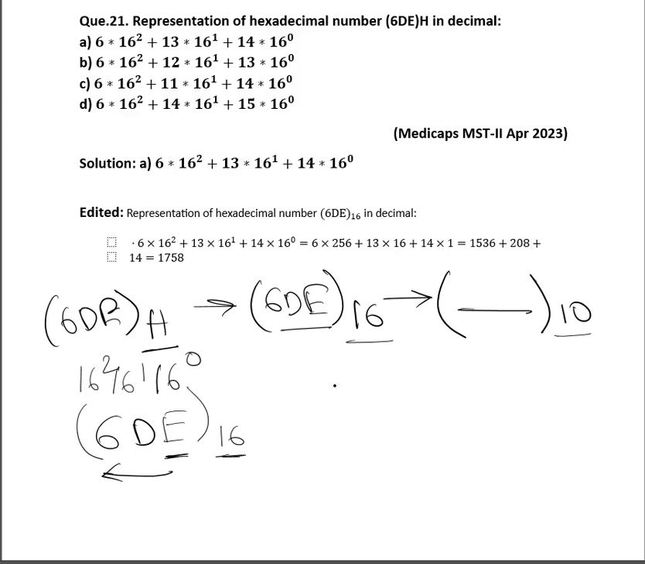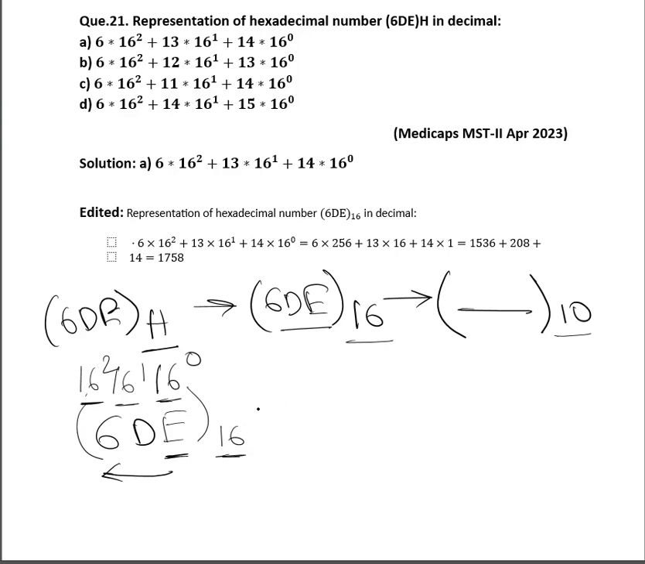Now for the conversion process, we will multiply each of these positional weights, 16 to the power 2, 16 to the power 1, 16 to the power 0, with the particular digit it is associated with. Like 16 to the power 2 into 6, 16 to the power 1 into D, 16 to the power 0 into E. After that, we will add the products together to get the equivalent decimal number.